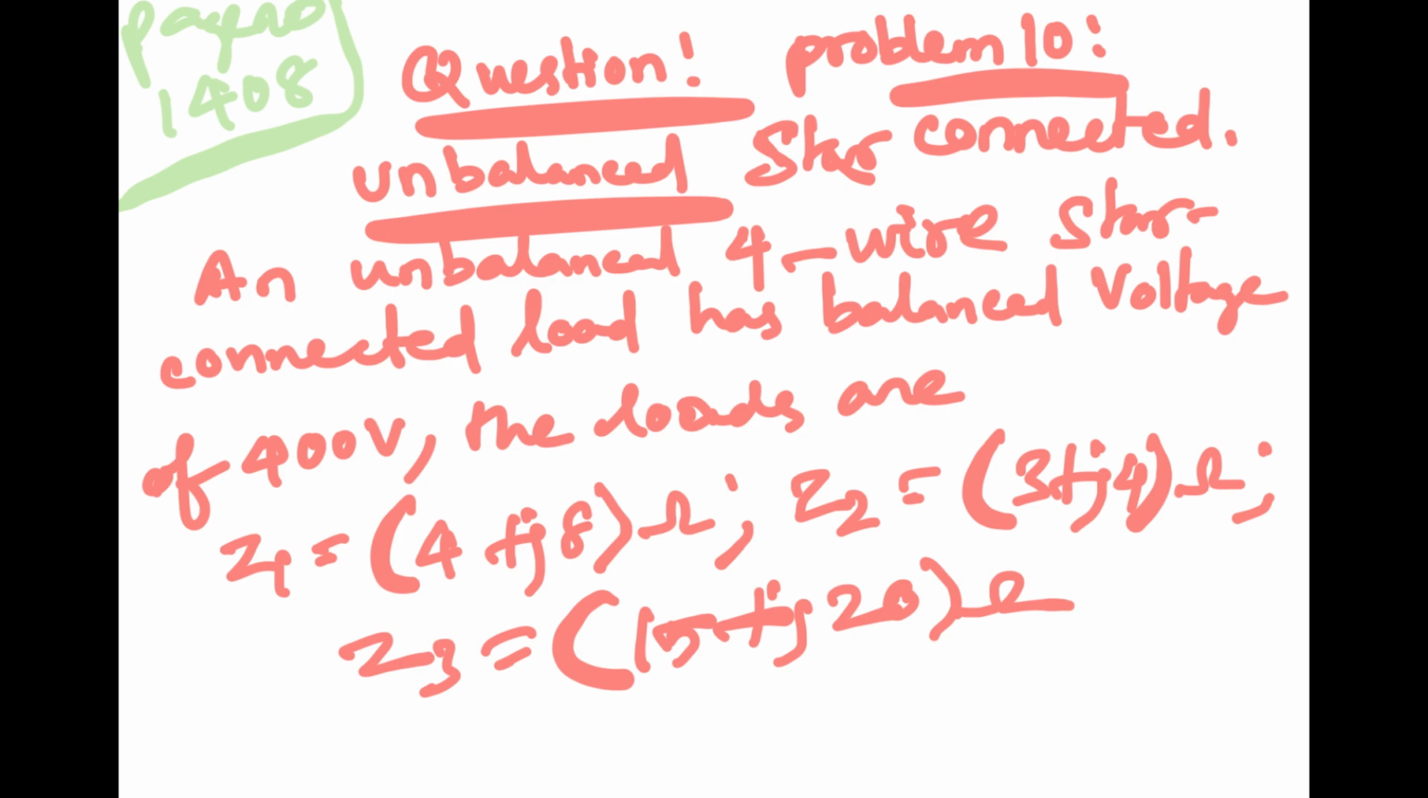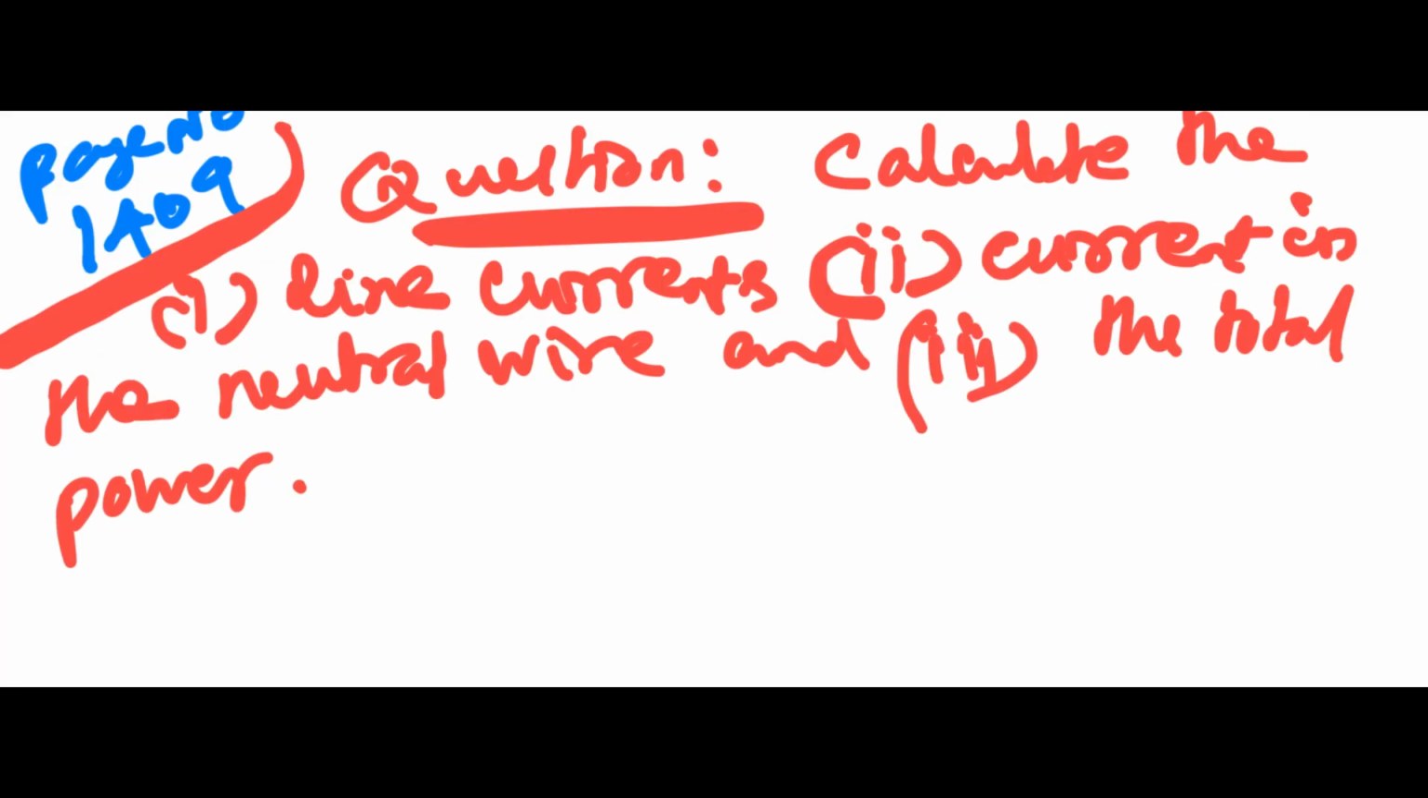Unbalanced star connected problem, Problem 10. An unbalanced 4-wire star connected load has balanced voltage of 400 volt. The loads are Z1 is 4 plus j8 ohm, Z2 is 3 plus j4 ohm, Z3 is 15 plus j20 ohm. Question: calculate the line currents, the current in the neutral wire, and the total power.